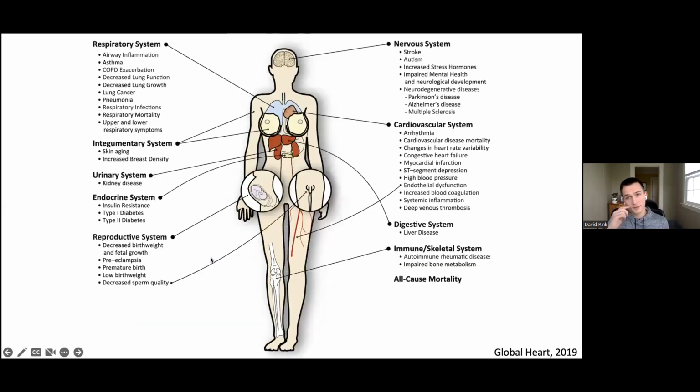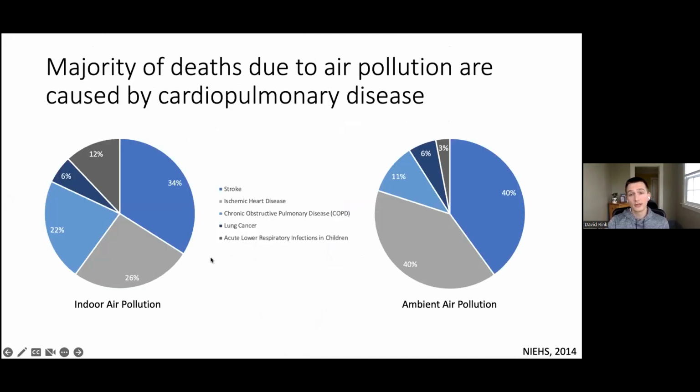Air pollution exposure has been associated with disease in multiple organ systems. It's not just the lungs. You can see here that there's been evidence to suggest it could be associated with nervous system disease, cardiovascular, skin, endocrinopathies, reproductive disease, digestive health, and immune dysfunction. However, unsurprisingly, the majority of deaths due to air pollution have been associated with cardiopulmonary disease. And as we can see here, both with indoor and ambient air pollution, it's primarily ischemic heart disease and stroke that are the leading causes of morbidity and mortality.